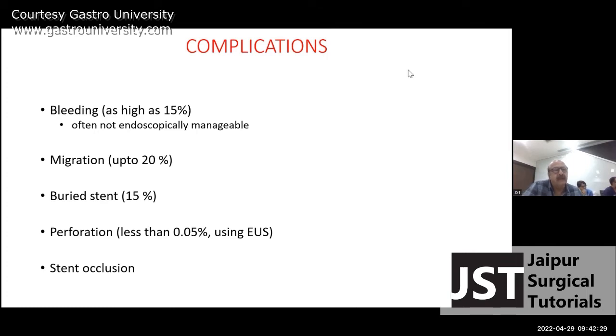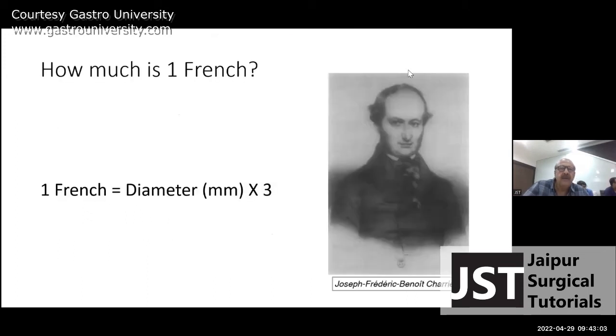Complications, again, are of a similar kind. Bleeding is there, which can be torrential in patients where a LAMS is being placed. Migration can happen in up to 20%, and if you delay a bit, there can be burying of the stents. Normally, we remove these stents in three weeks' time. If you carry them along for a longer time, they are difficult to remove. Perforation is less with EUS. Stent occlusion can happen, but that can be tackled by balloon dilatation.